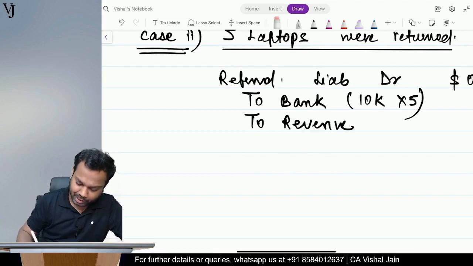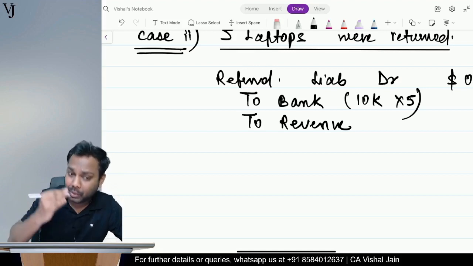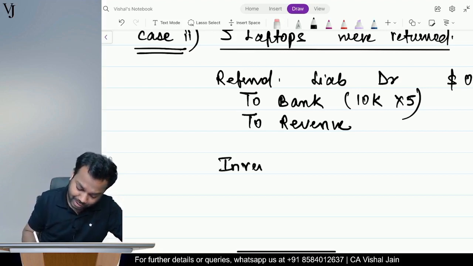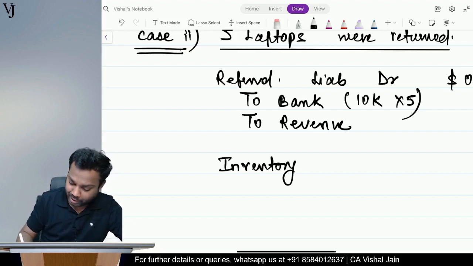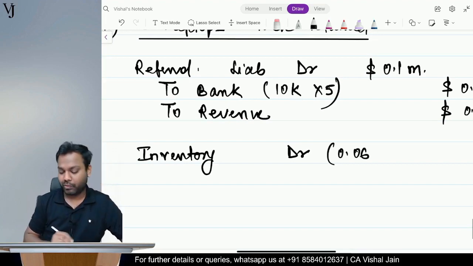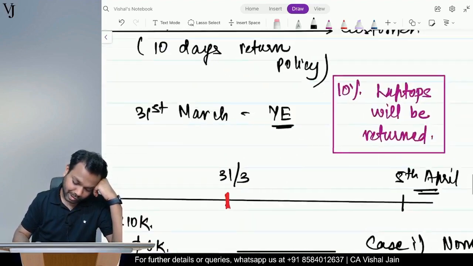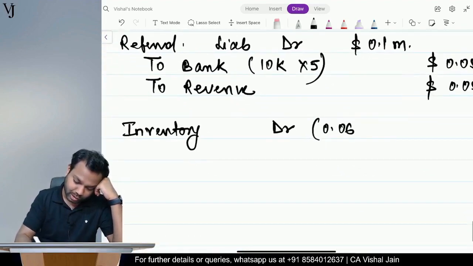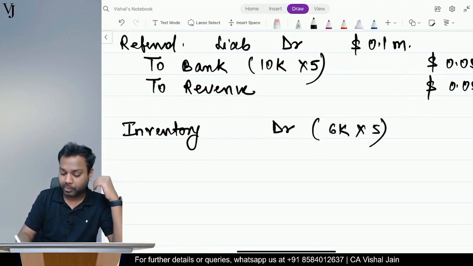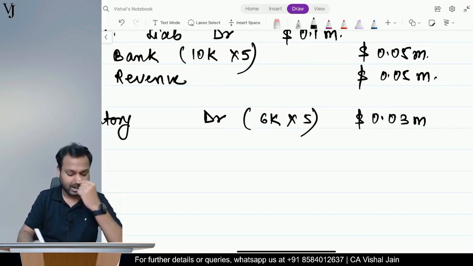If the goods were returned back to us, what will increase? Inventory will increase. Inventory account debit. Now, what is the cost of one laptop? Cost of one laptop is 6,000, right? So 6,000 multiplied by 5 laptops is how much? $0.03 million, right?